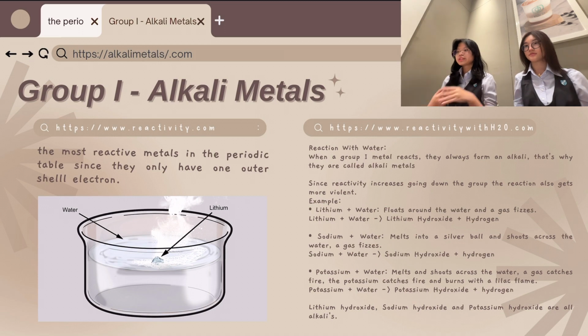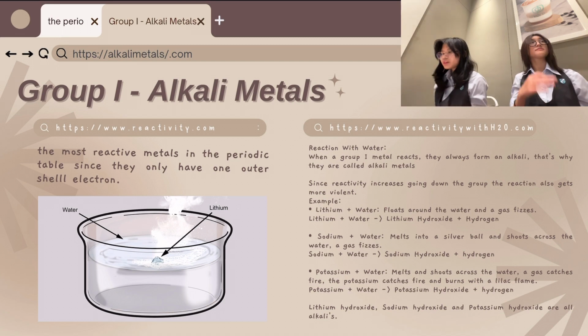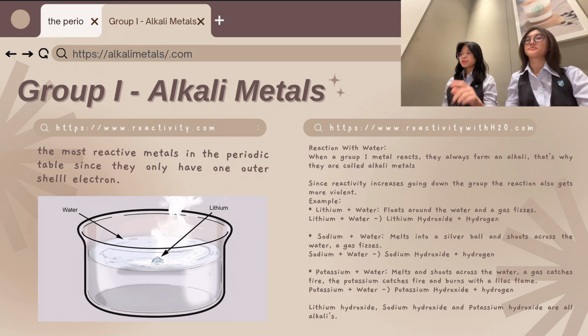Okay, so more about the reactivity of the alkali metals. The most reactive metals in the periodic table are the alkali metals because they only have 1 valence electron. And then for the reaction with water, so basically this is what happens when alkali metal reacts with water. They form a hydroxide and they also form hydrogen gas. And hydroxide, later you'll learn why they're called alkali metals because every product of their reaction with water, they always produce alkali. So for example, going down the group, because it's more reactive, the reaction is also more violent.